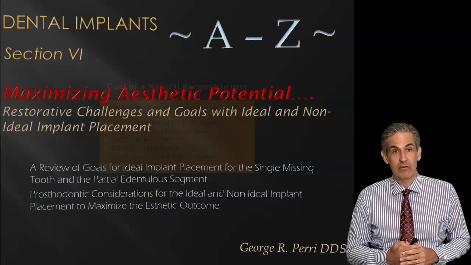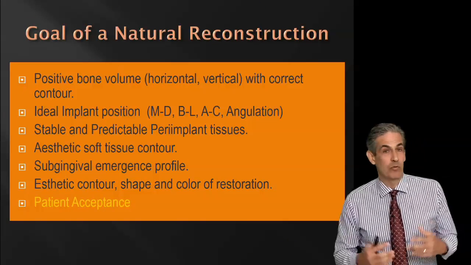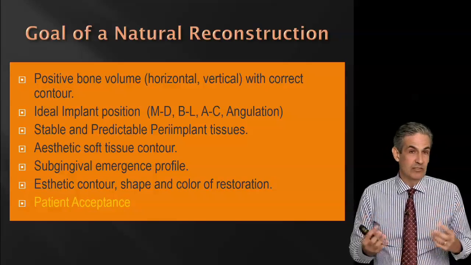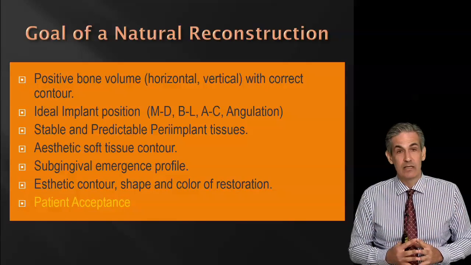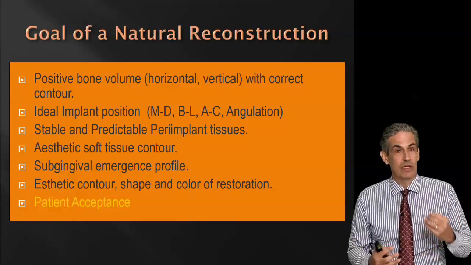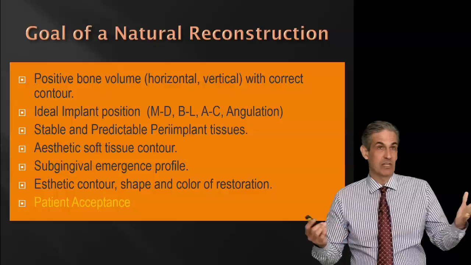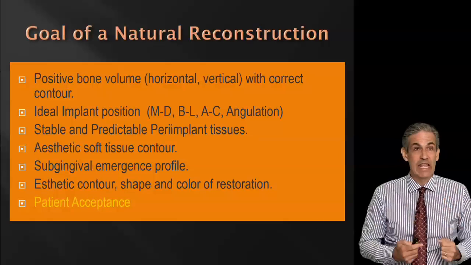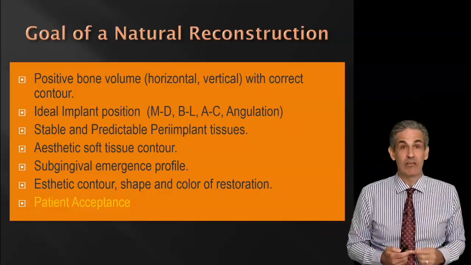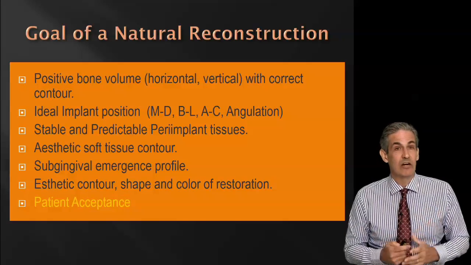the best possible outcome. Our goals certainly should be identified as positive bone volume, ideal implant position, resulting in stable and predictable peri-implant tissues. All those things are important. Working with a great lab to create the aesthetic contour, shape, and color of the restoration. Patient acceptance comes from their understanding what the limitations of the treatment might be and their understanding of the value of the treatment. Once we do all those things together, there still are challenges.